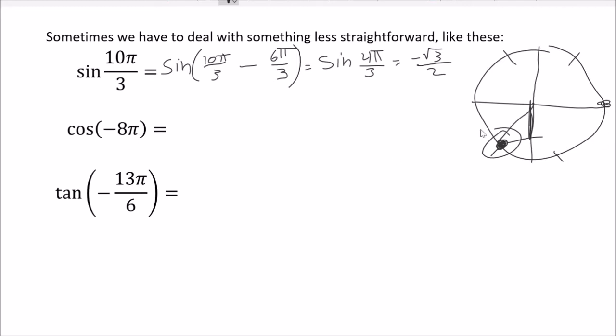So from here, 1, 2, 3, 4, which puts us right back where we started, and the x value there is 1. Remember, cosine is asking for an x value. So y, x, and tangent is y over x.